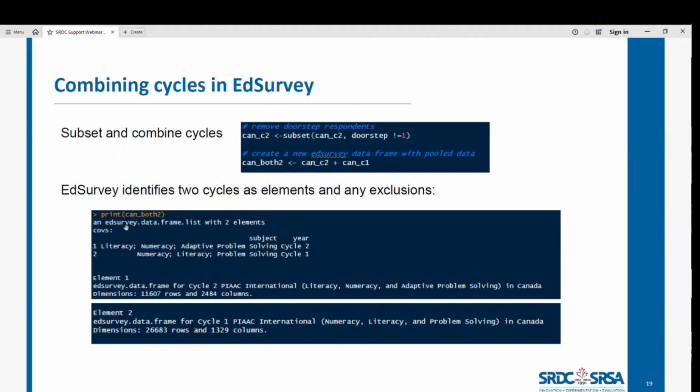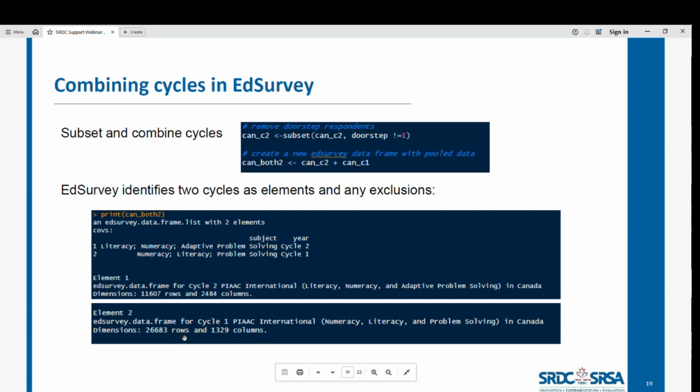And the really interesting thing about EdSurvey is it actually identifies these two cycles. So if I ask it to give me back information about this EdSurvey data frame, it says there's 2 elements, and it's listed in these 2 elements, the cycles. And then you can see it actually has a lot more information, but you can see the number of rows for cycle 1 and the number of rows for cycle 2, a little bit smaller because I've removed those doorstep interviews than what you would see in your raw data.